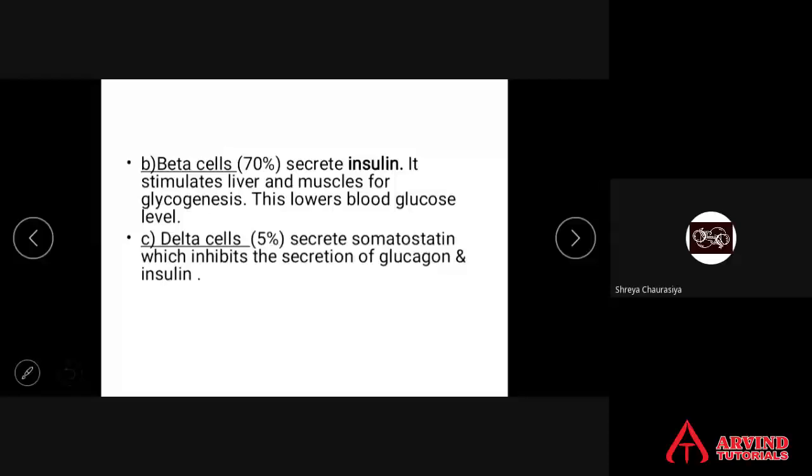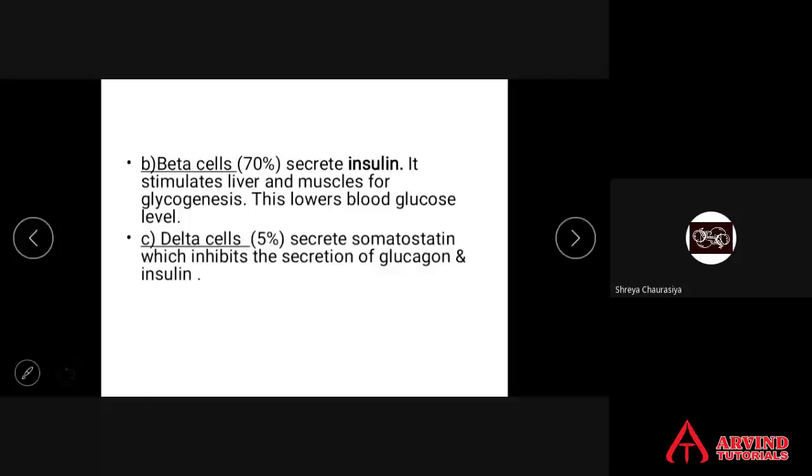Otherwise, there are chances that both the cells may behave abnormally and secrete both the hormones, glucagon and insulin, so that can affect the body metabolism. So, beta cells lower the glucose level. Insulin is a hypoglycemic hormone बुलाते हैं. Hypoglycemic बोले तो glucose को कम करना. Glucagon is a hyperglycemic hormone, increases the level of glucose in the blood. And delta cell produces somatostatin.